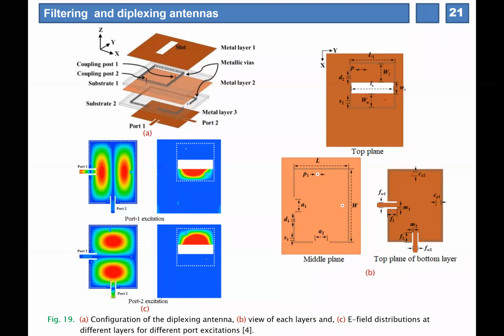And the next one is a filtering, so a diplexing antenna. Here it is based on SIW structure. So you can see port 1 and port 2. This resonator is basically resonating at two frequencies. When you are exciting it with port 1, let's say it is TE102. When we feed at port 2, it will be TE201.